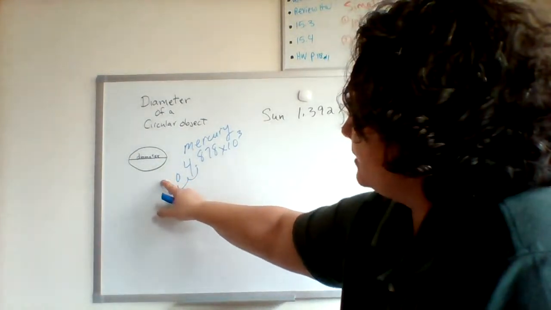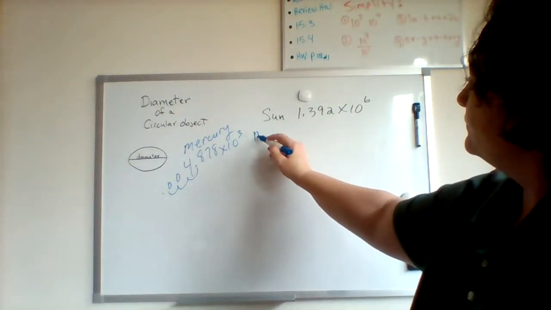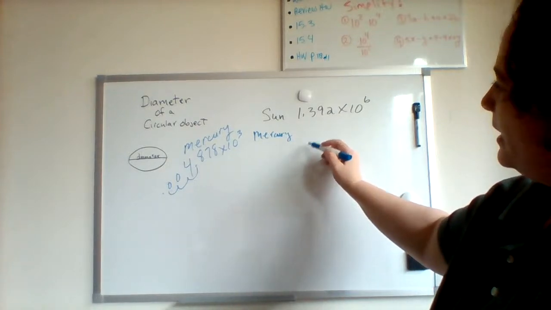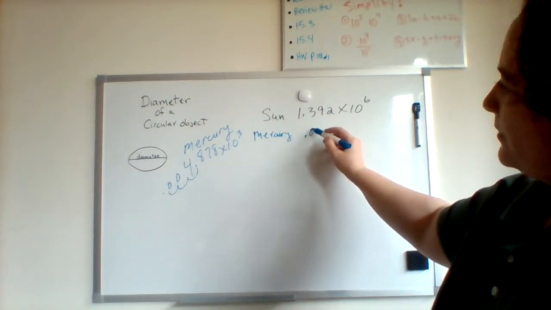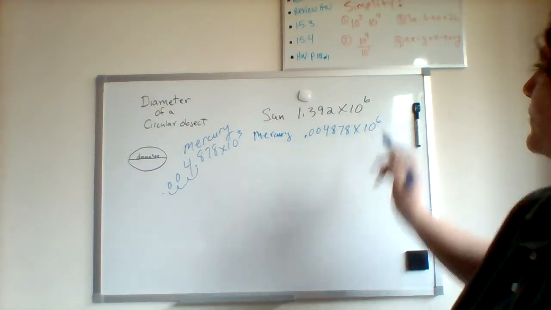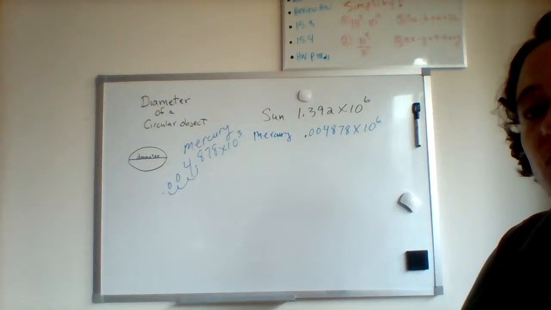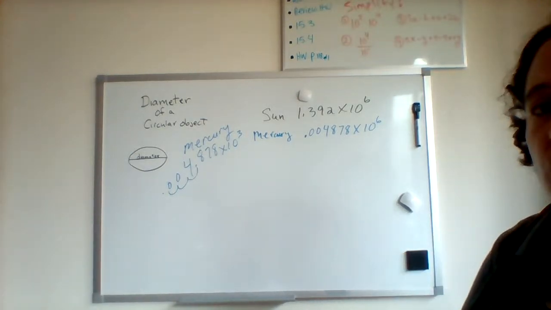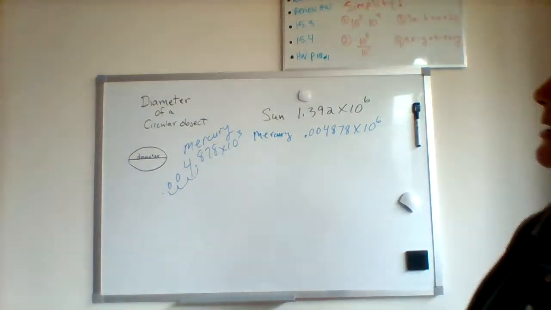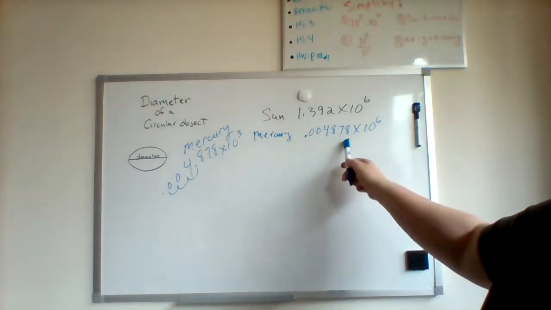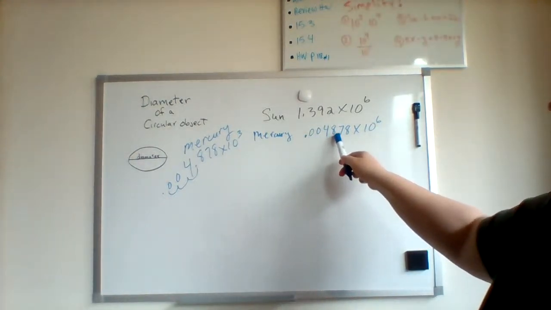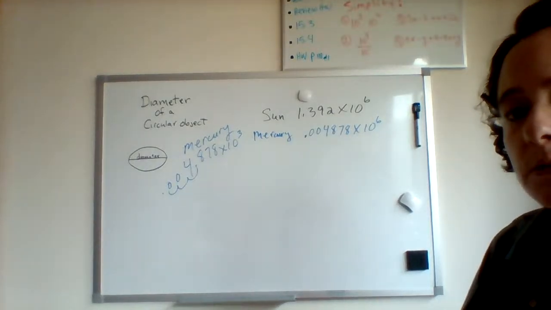That means that Mercury is 0.004878 times 10 to the 6th power. And if you're not sure, if you want to double check, this number would be 4,878. Let's make sure that this number would also be 4,878. 1, 2, 3, 4, 5, 6. Boom. Yeah, we did it correct. Okay.